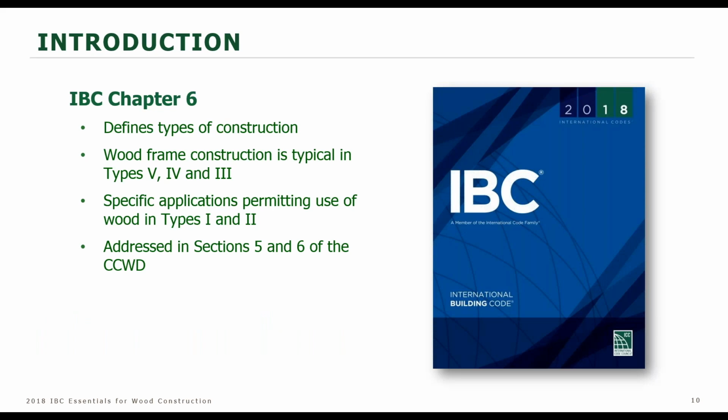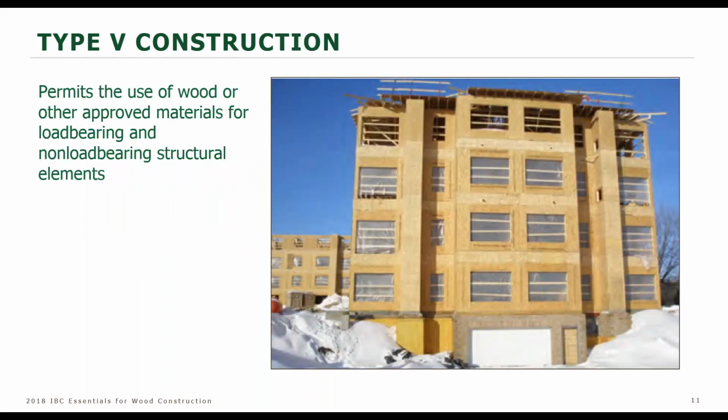Let's go right into types of construction. As we know, in the IBC, Chapter 6 is one of the primary chapters for describing types of construction. Wood frame is typically type 5, 4, or 3, and Chapter 6 also covers specific applications for types 1 and 2, which are traditionally non-combustible or specified as non-combustible construction. If you're leafing through the Code Conforming Wood Design document itself, it's in sections 5 and 6.